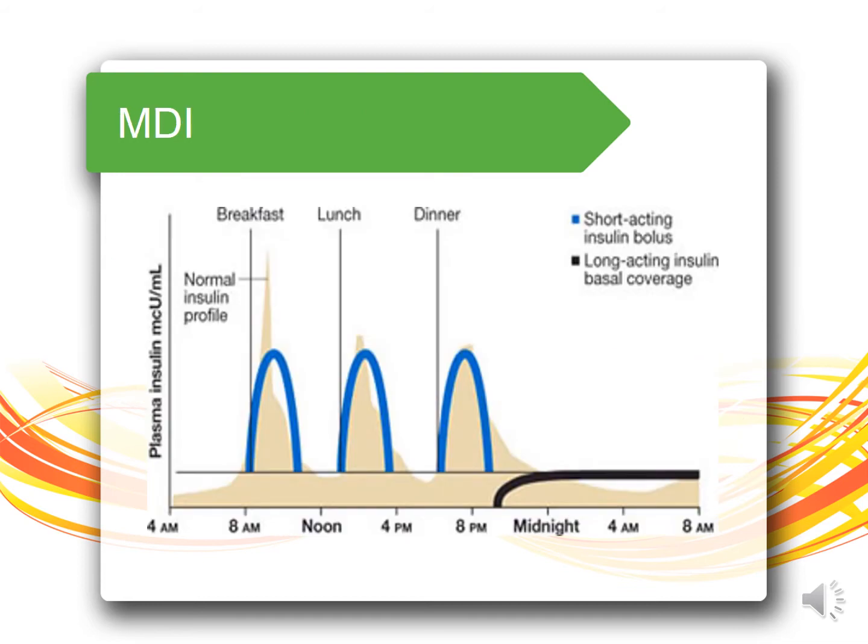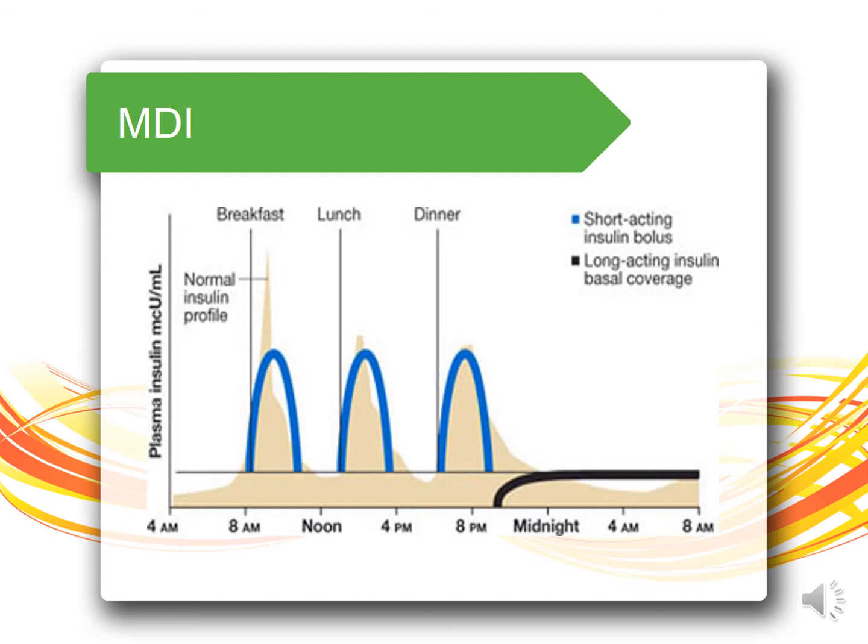Multiple daily injections, or MDI. This usually means 4 or 5 injections are given a day, depending on how many meals and snacks the child has. As you can see, the blue line is the fast-acting insulin given with each meal. This is always given before, as it takes 15 minutes to start to work, and then it peaks about 2 hours before being completely metabolized at roughly 4 hours. Therefore, we need another injection with the next meal, and so forth.